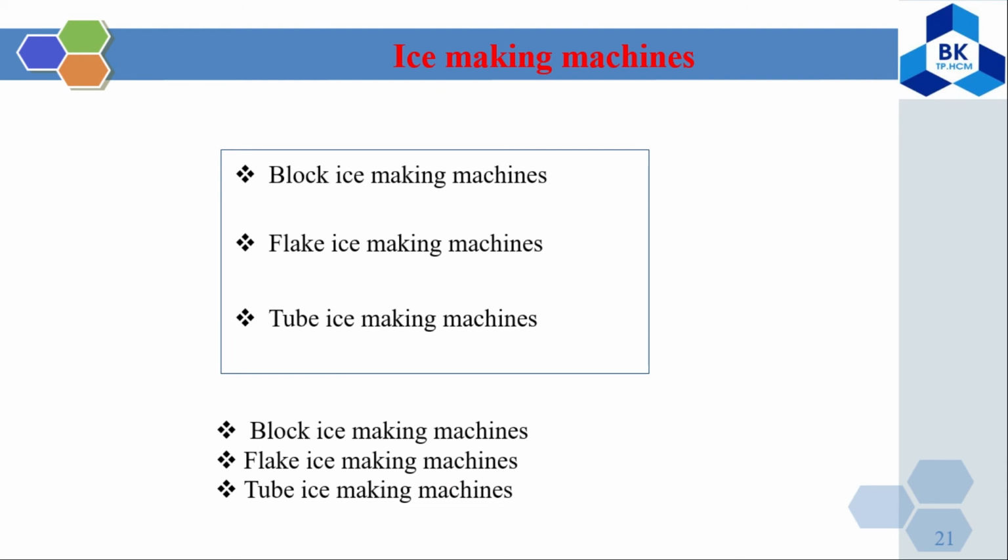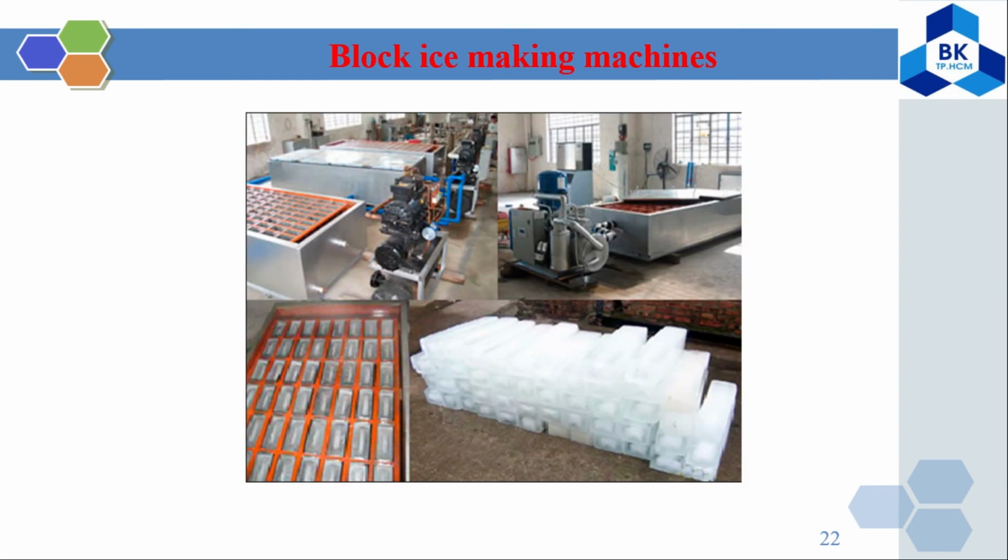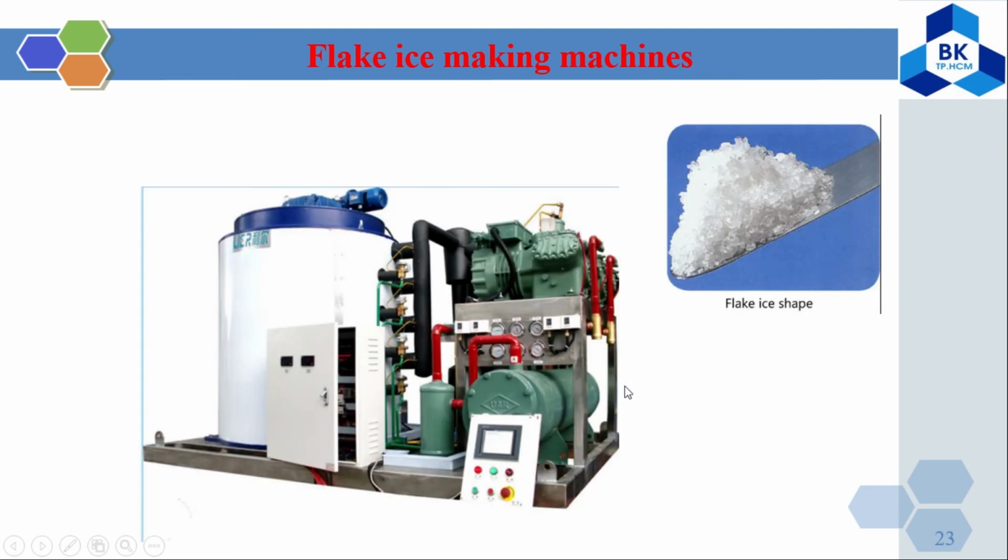For the ice making machines, we have the block ice making machine, the flake ice making machine, or the tube ice making machine. So this one is a block. You can see the ice made in blocks here, and it will be distributed to the customer. So this one they call the block ice making machine.